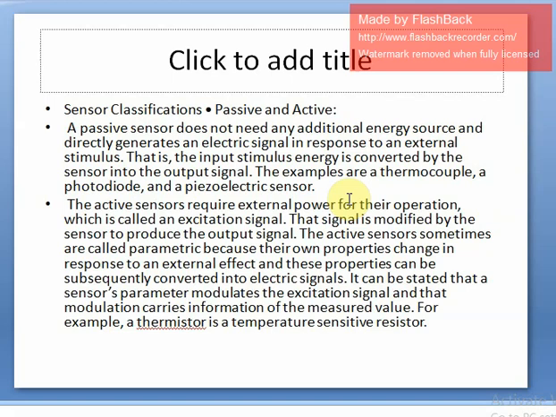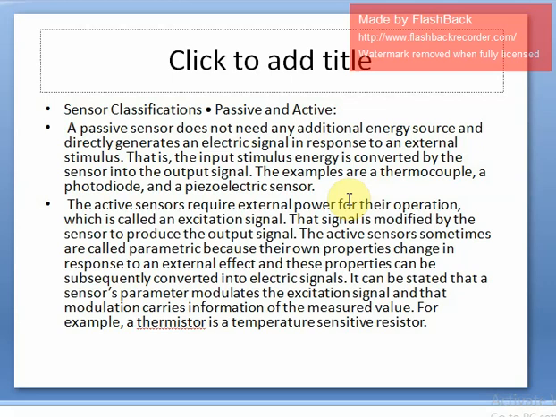Next we will discuss the classifications of sensors. First one is the passive and another one is the active sensors. The passive sensor does not need any additional energy source and directly generates an electrical signal in response to the external stimulus. That is, the input stimulus energy is converted by the sensor into the output signal. For example, thermocouple or piezoelectric sensors.